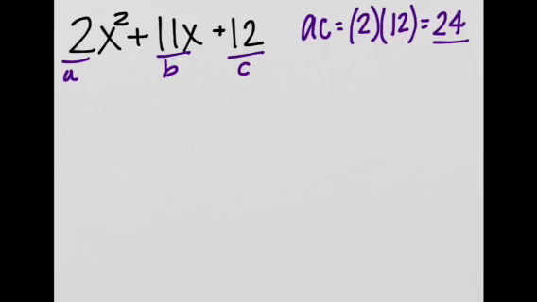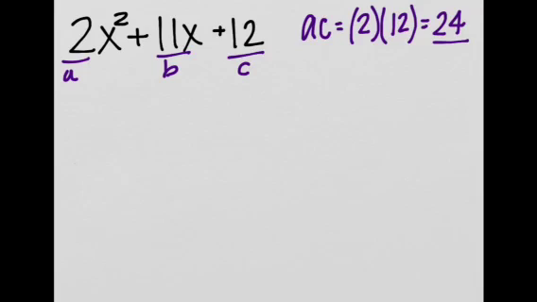So I have 24, and I want to list the factors of 24. Now remember, we have the positive factors and the negative factors of 24. 1 times positive 24 gives us 24, and also negative 1 times negative 24 gives us 24. But if you look at your b, we're looking for a positive 11, which tells us that we don't need to list the negative factors. If you're unsure about whether you need them or don't need them, then put them in, and that way you're covering all your bases.